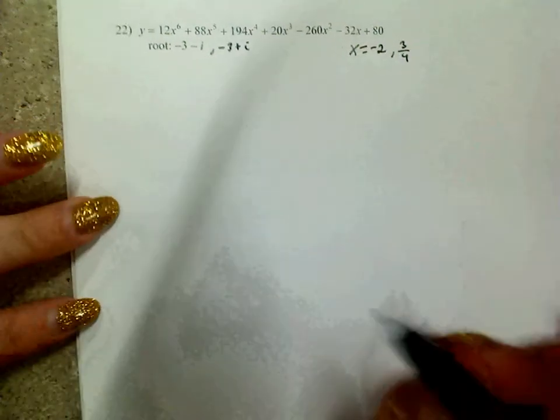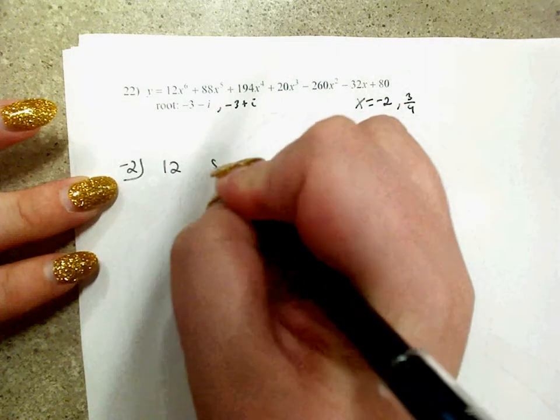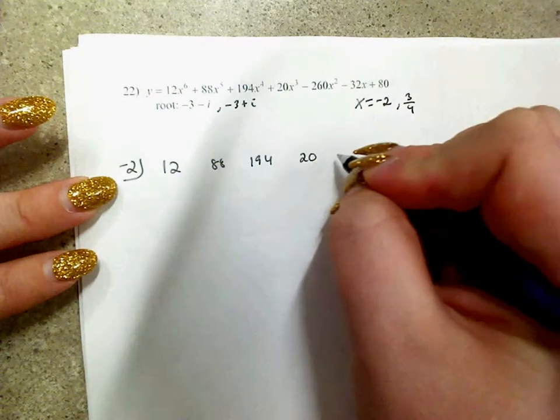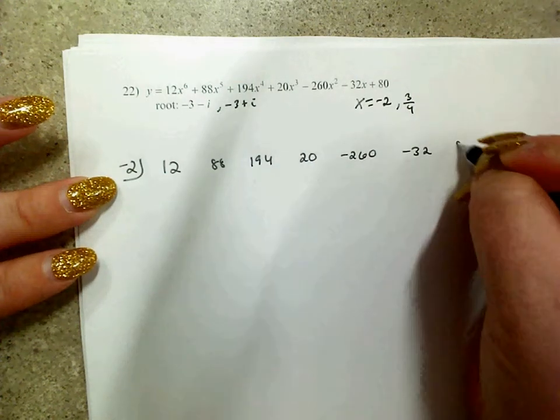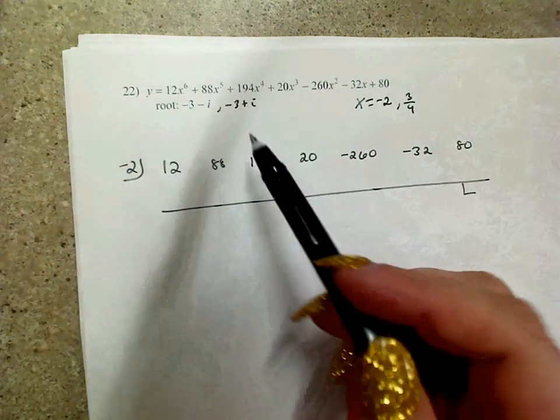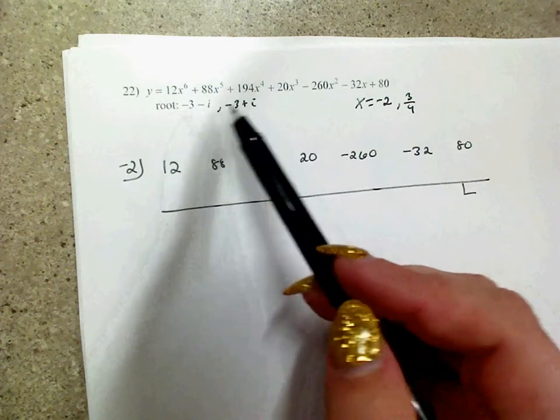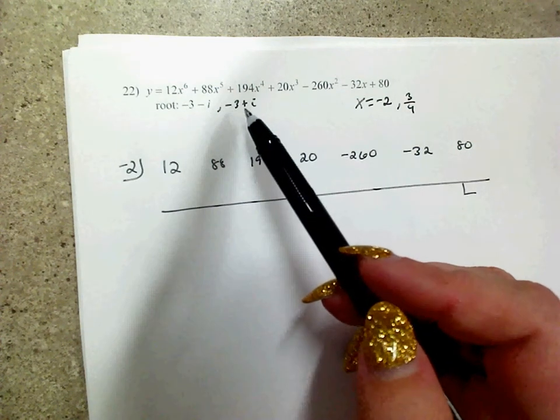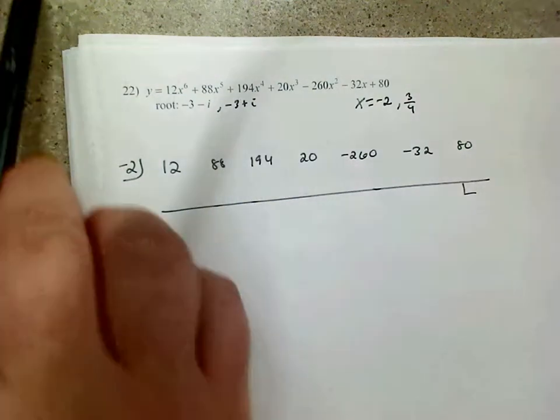So I'm going to first try negative 2. 12, 88, 194, 20, negative 260, negative 32, and 80. Now, you could do synthetic division with these two first. I'm just not going to, because if I can find the rational roots and divide them out first, make my life a little bit easier, then I'm going to do that.